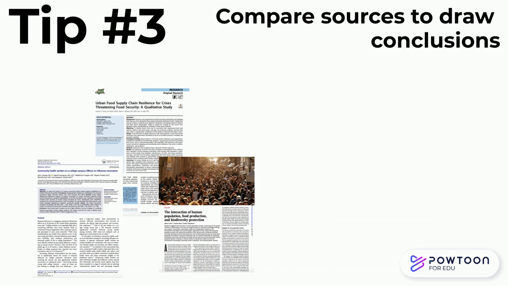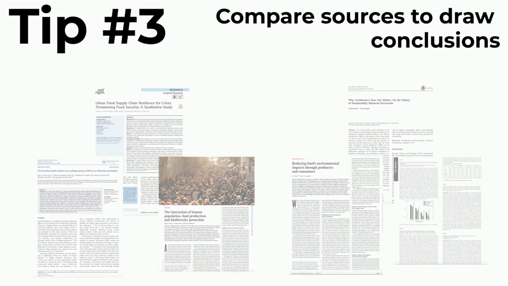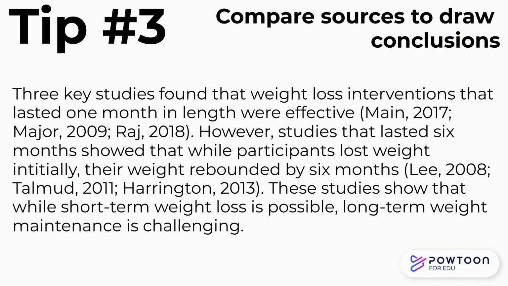Tip number 3. Compare sources to draw conclusions. This example shows how you can compare sources and draw conclusions. The first sentence summarizes one group of studies. It reads, 3 key studies found that weight loss interventions that lasted 1 month in length were effective. Maine, 2017, Major, 2009, Raj, 2018.